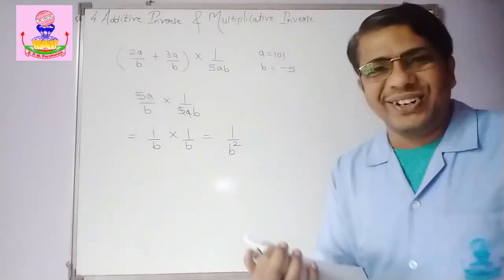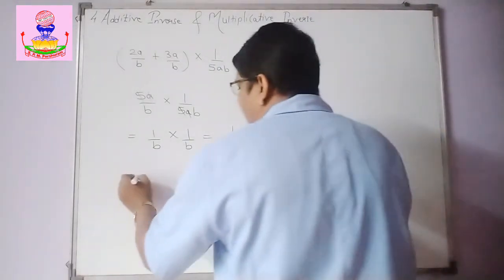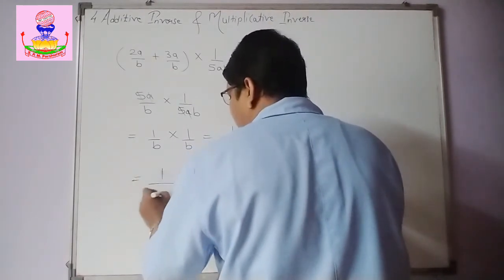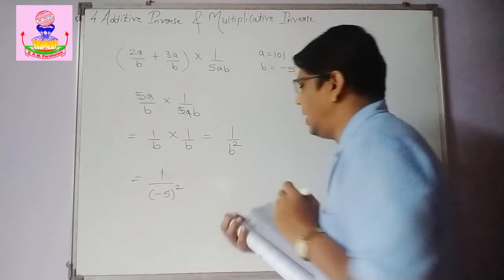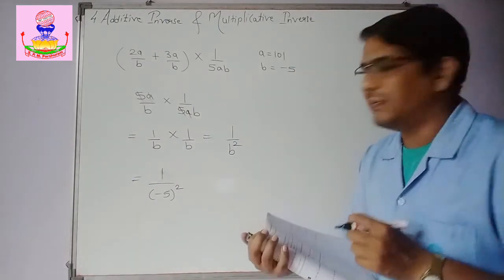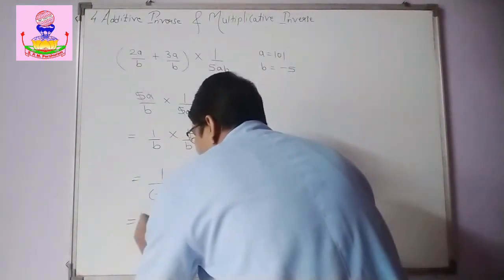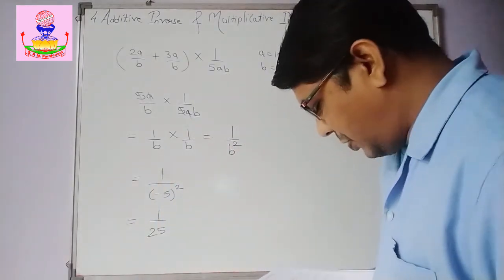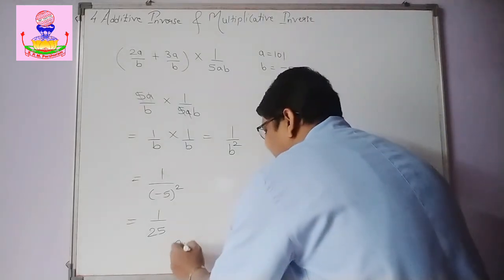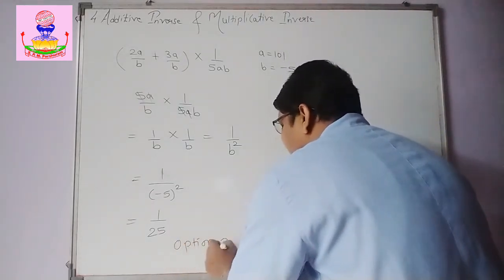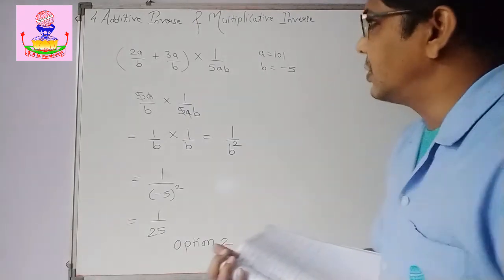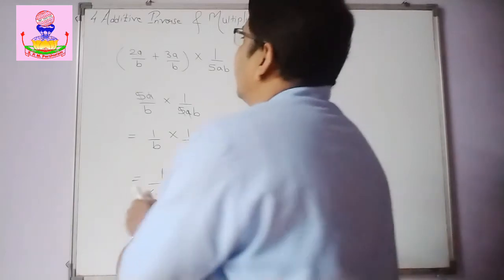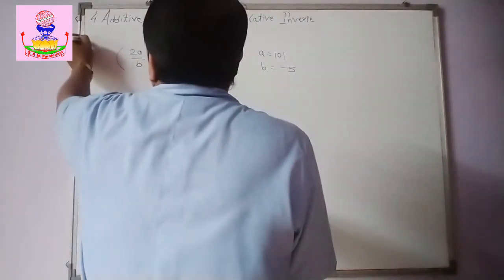Now we can take the value of b. We don't need value of a at all. Right? So b value is 1 upon minus 5 square. Value of b is minus 5, and minus 5 square is 25. So 1 upon 25. So option number 2. Exactly. Option 2. That is the right answer. So dear students, this example that I have solved, it was the 10th example.